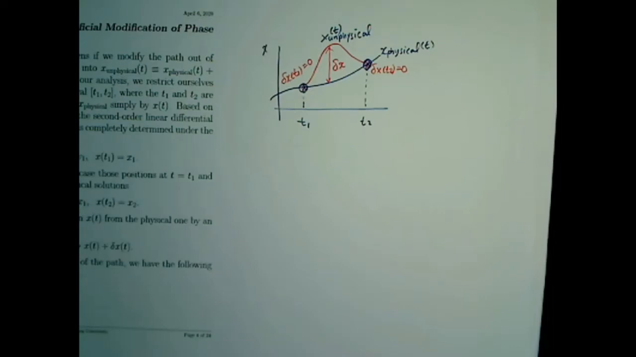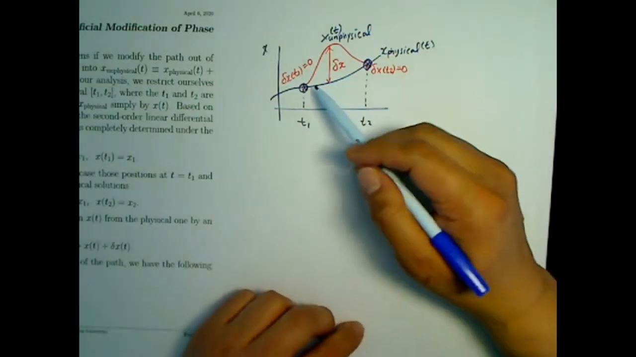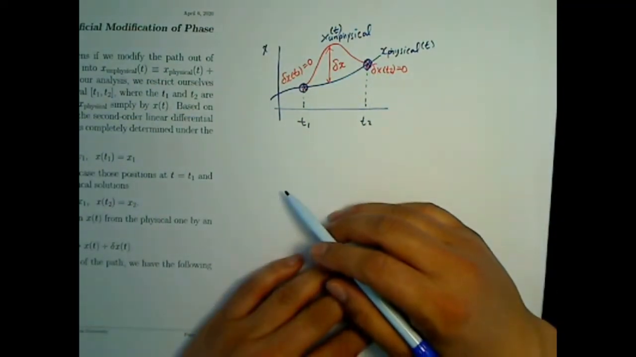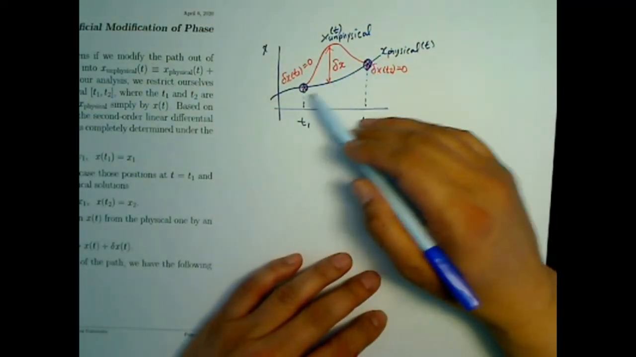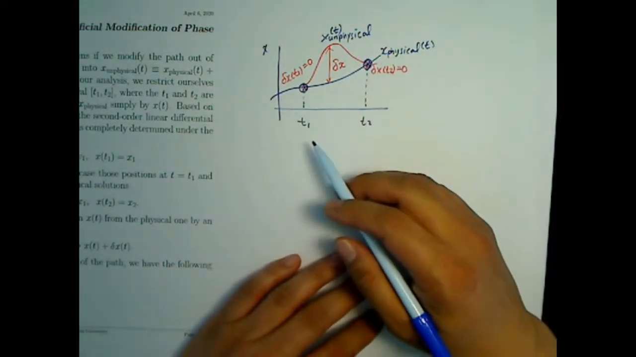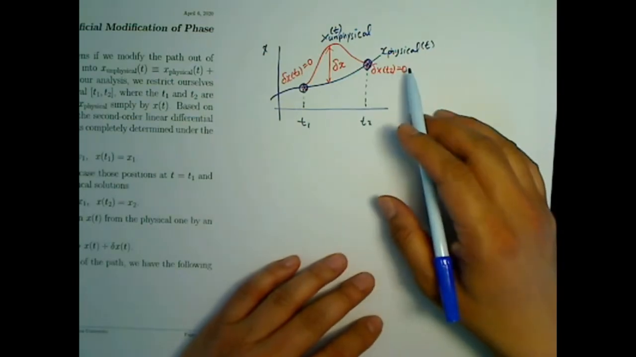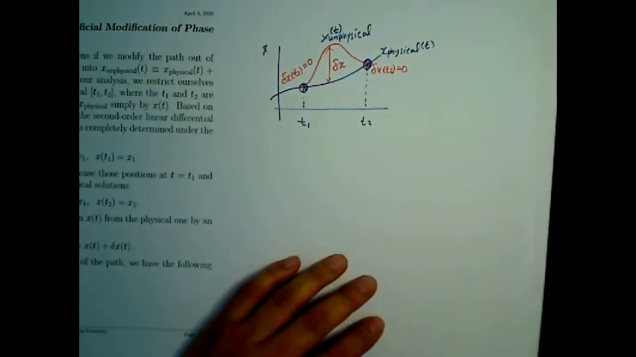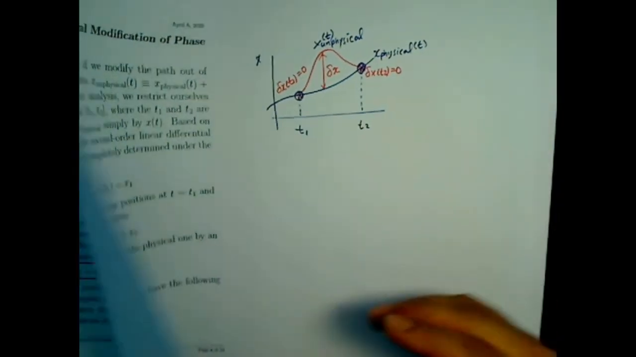If we let delta x go to 0, this unphysical path should approach the physical path. So that is the reason why the endpoints were restricted to be the same as the physical path. If it is not the case, the unphysical path can never approach a physical path. So it is not a correct description of the problem.